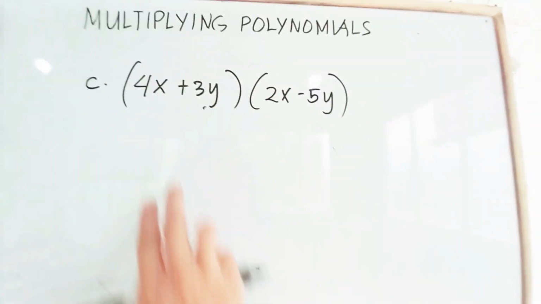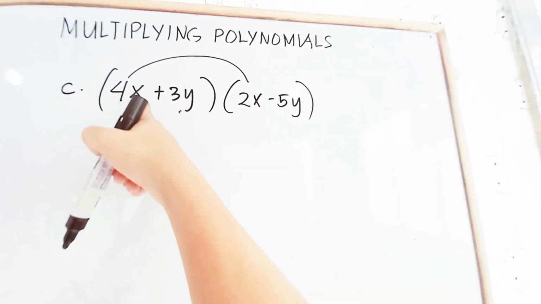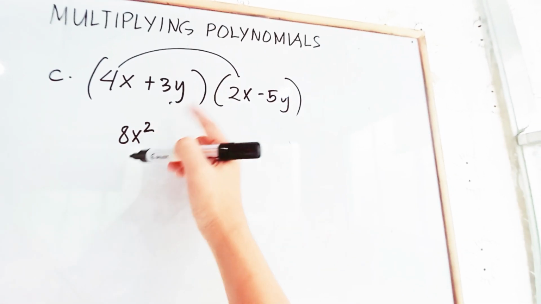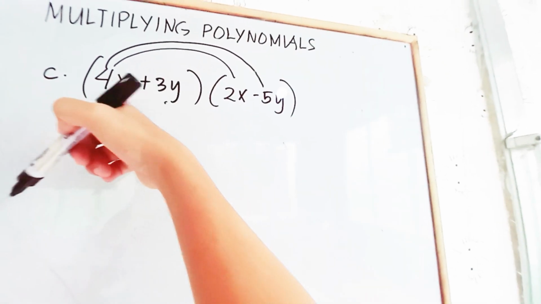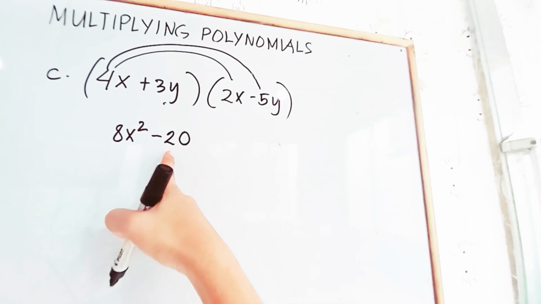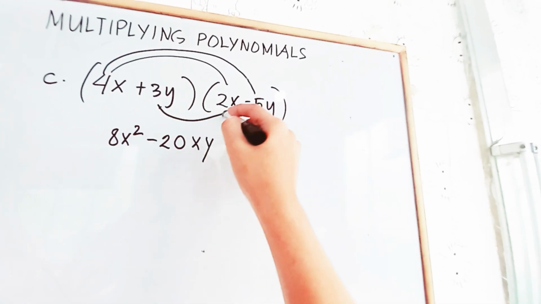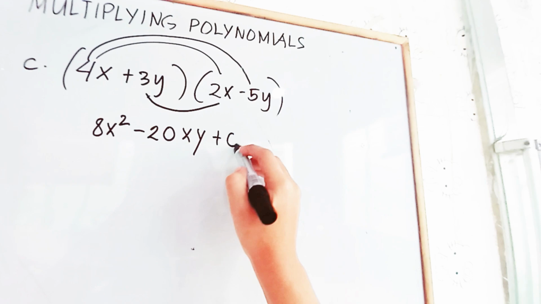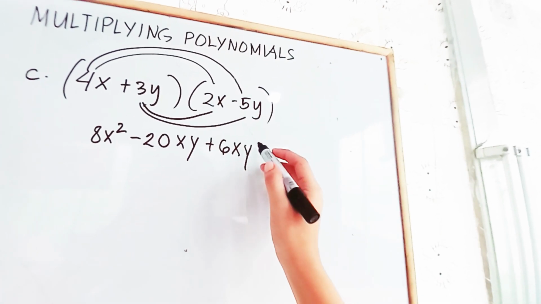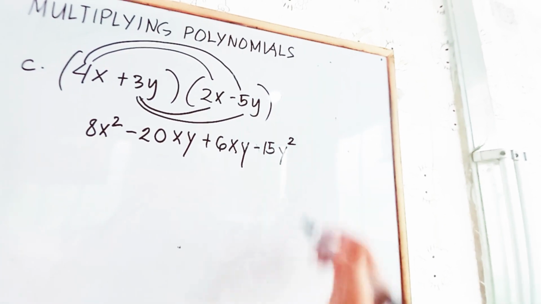Okay, another example. So this one, 4x plus 3y times 2x minus 5y. Okay, distribute 4x times 2x, that is 8x squared. 1 plus 1 is 2. And then continue. 4x times negative 5y, that is negative 20. 4 times negative 5, negative 20. And then copy x and y. And then this one, distribute 3y times 2x, that is positive 6. Copy x and y. Okay? And then 3y times negative 5y, negative 15. y, 1 plus 1, squared.